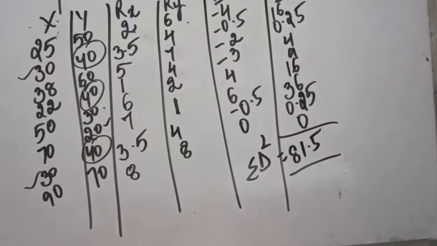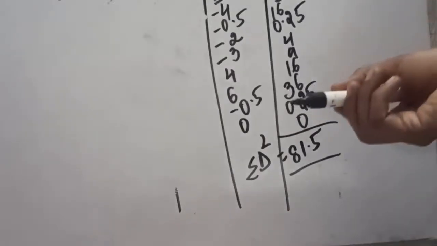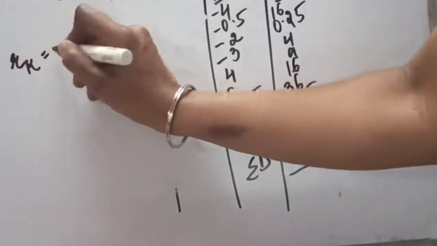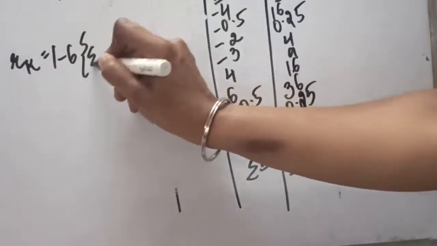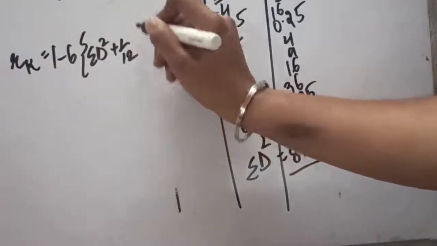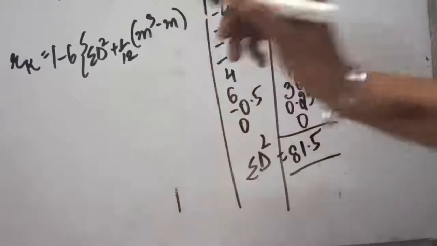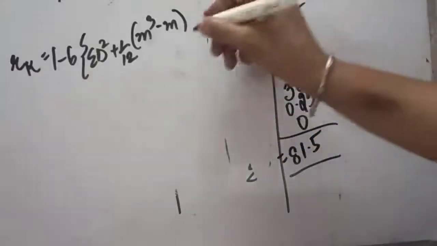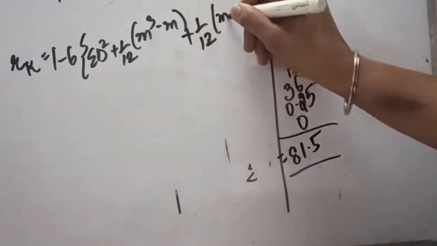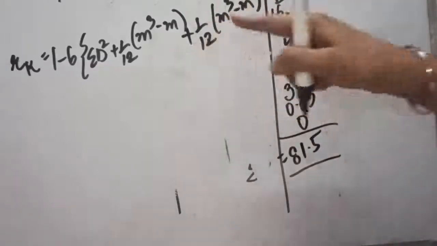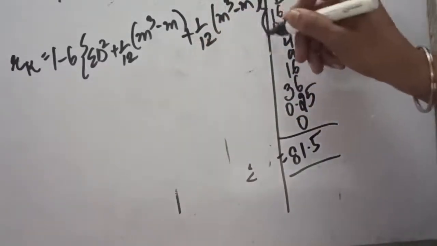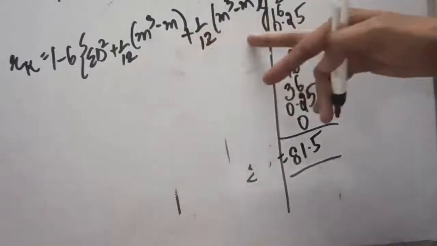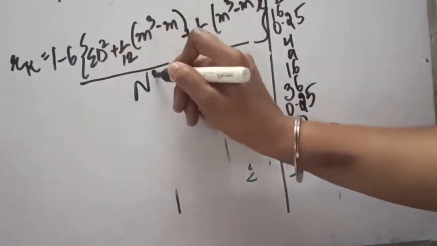Now we will apply the second formula. Why are we applying the second formula? Because the ranks were repeated. So the second formula is: rank correlation is equal to 1 minus 6 bracket sigma D square plus 1 upon 12 m cube minus m, again plus 1 upon 12 m cube minus m. Our formula will stop here because we saw the ranks repeated only twice. If a third rank was also repeating, you could extend the same formula, whole divided by n cube minus n.